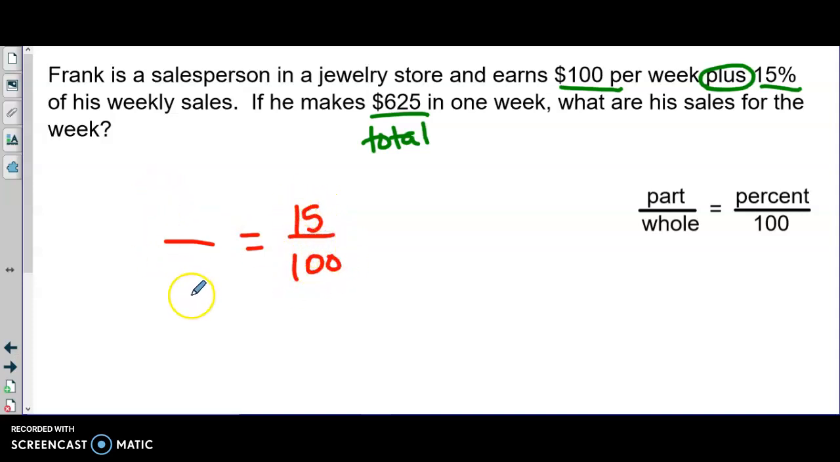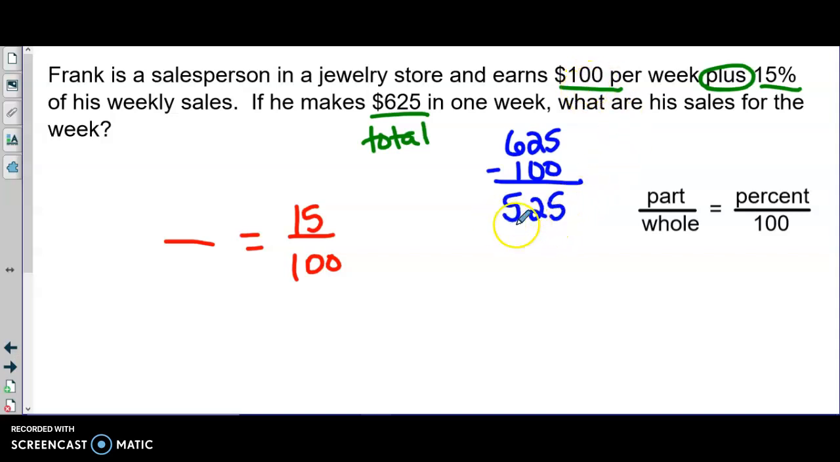Now we got to be really careful about the other part here. He makes $625 total, but he gets $100 just for showing up. So we're going to take this $625 and we're going to subtract off $100. That tells me that he is making $525 in commission. Commission is a word that you hear a lot in the workforce. $100 is just his salary. He makes that every week whether he sells something or not.